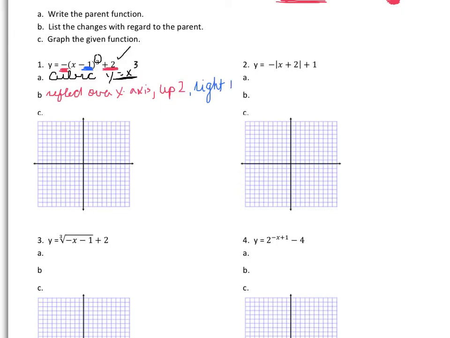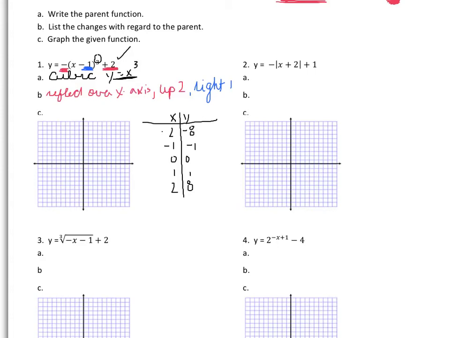Okay, now we need to graph the function. So to do that, let's start with our original table. We're going to make our t-chart. Our original key points of the cubic are -2, -8; -1, -1; 0, 0; 1, 1; and 2, 8. If you don't have that memorized, you can take out your pink notes because the table of the key points is there. So let's use these key points to figure out where our new points are going to be.